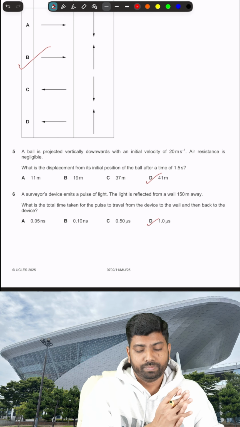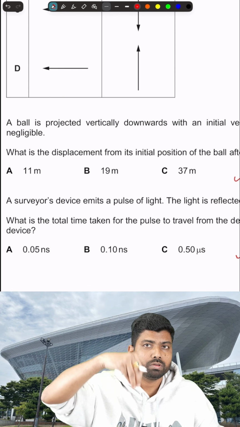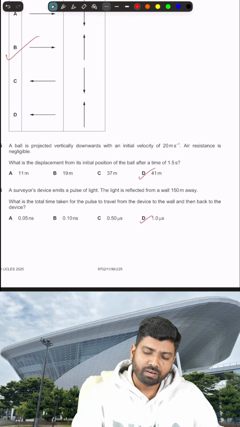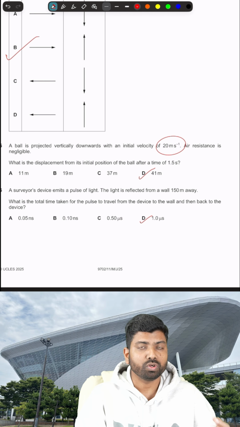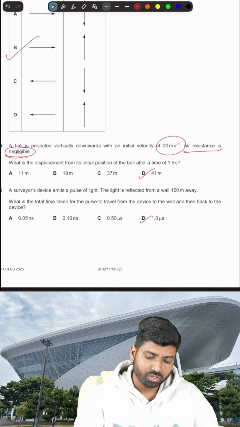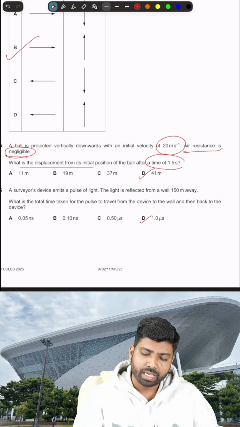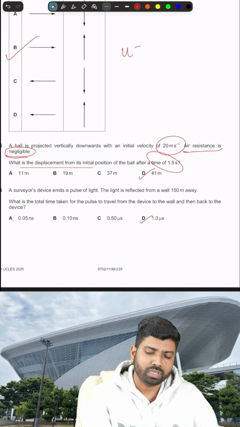Question number 5 is related to your projectile motion. A ball is projected vertically downward with an initial velocity of 20 meter per second. So the initial velocity is 20 meter per second, point to be noted. Air resistance is negligible, so we do not count air resistance. What is the displacement from its initial position after time 1.5 second, right? So then we have to note down what data are given here. Initial velocity u is given as 20 meter per second, right? Then the time duration is 1.5 second.